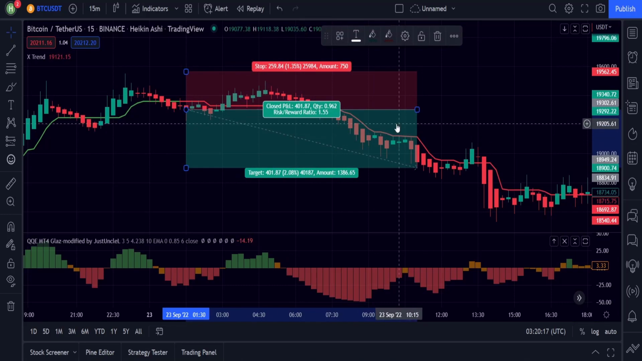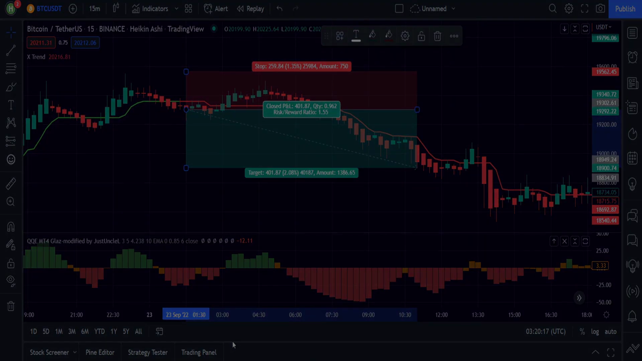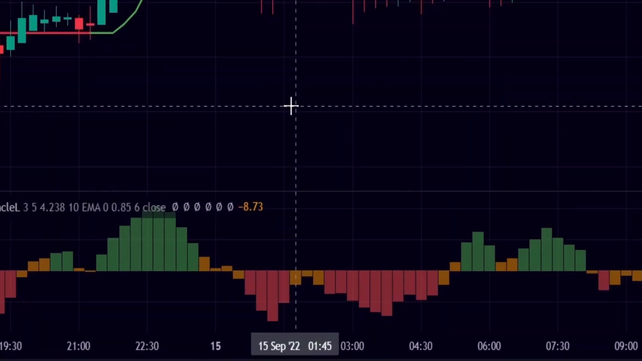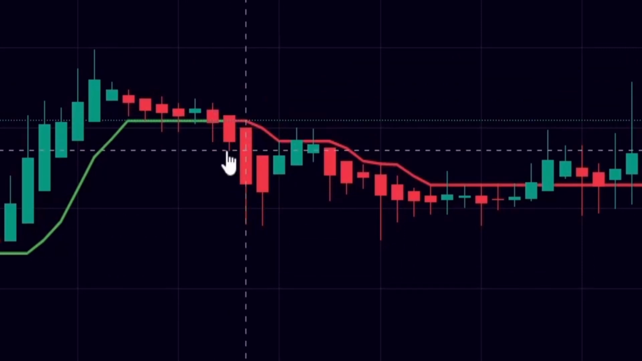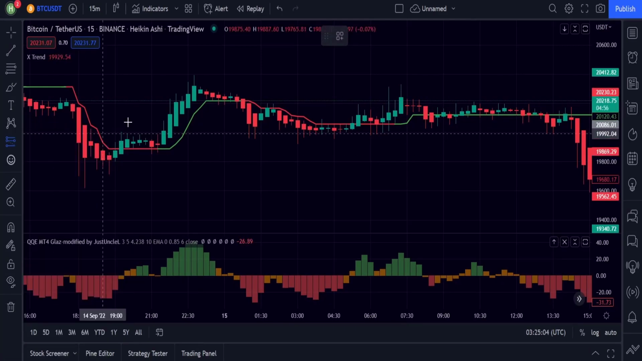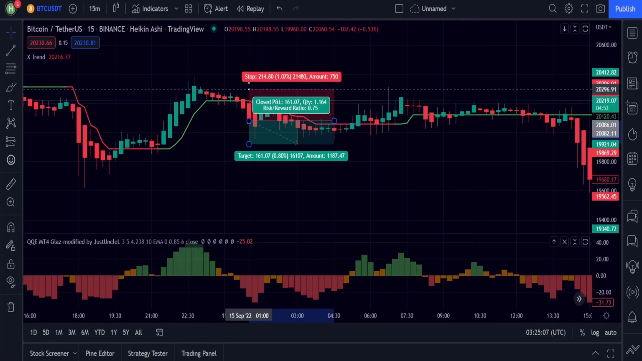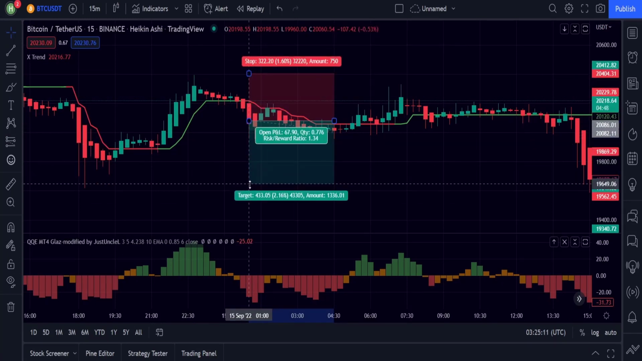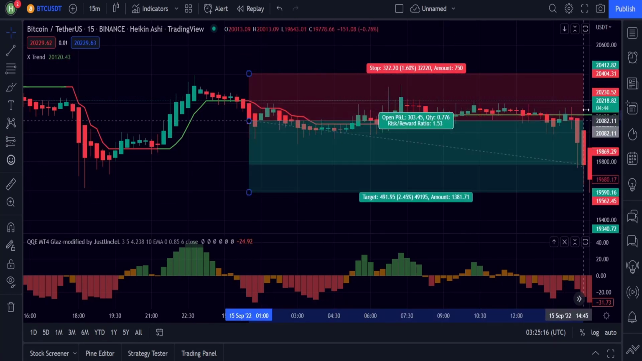Here also we can see all three rules are confirmed. The histogram is red, the line changes color from green to red, and the candle is also red. So again, we'll follow the rules and enter this trade, and with a stop loss set at the recent highest candle and a risk to reward ratio of 1.5, we'll hit profit right here.